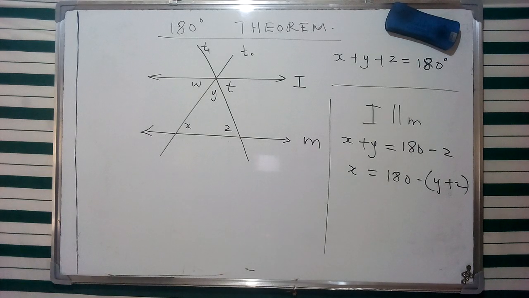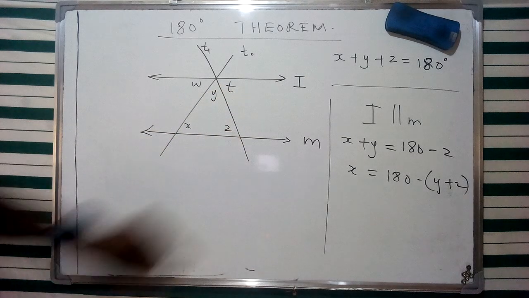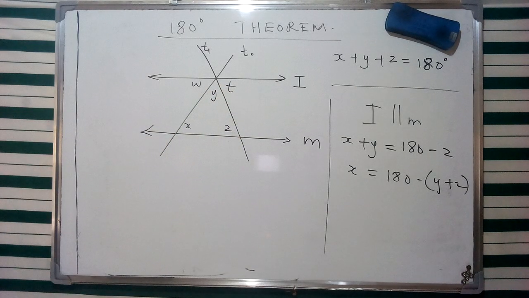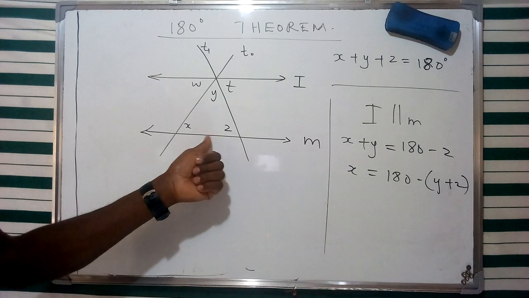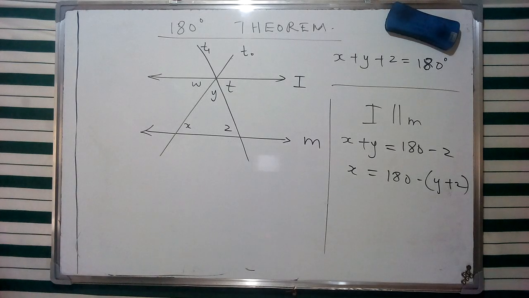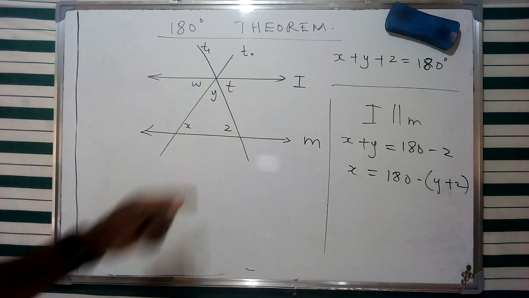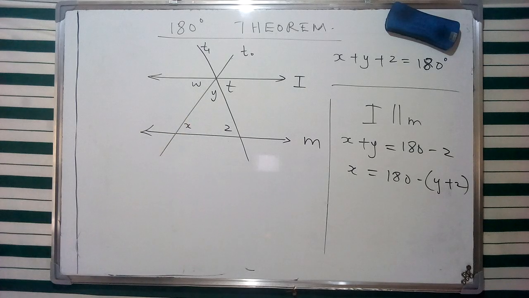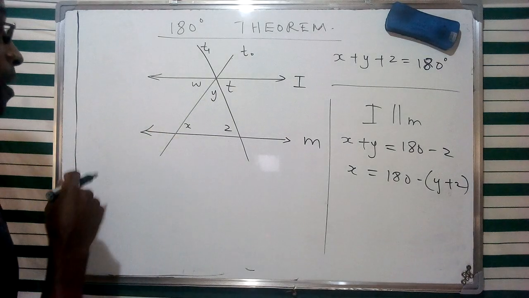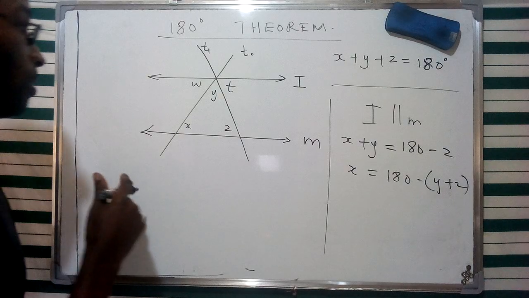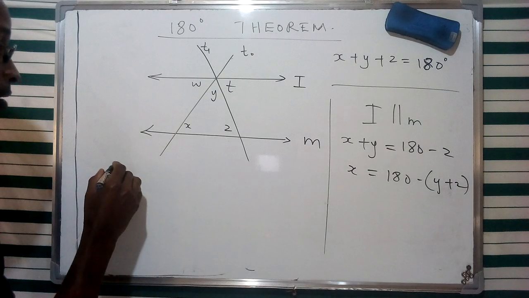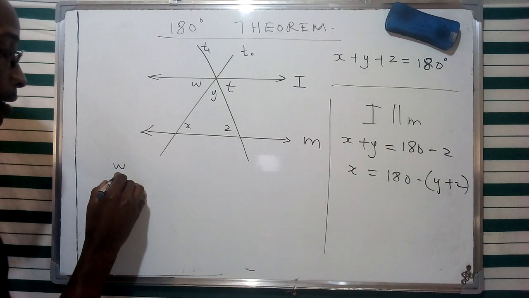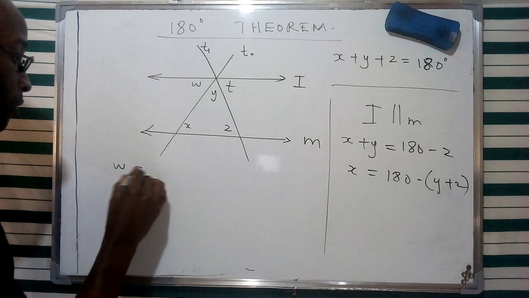So we said that if lines l and m are parallel, then from the angle addition postulate, which we said that x plus y plus z is going to be 180 degrees, we can conclude that these interior angles make a sum of 180 degrees. Now, we said that from the alternate angles for these specific parallel lines, these angles are going to be the same. So if we look at the alternate angle for W, the corresponding alternate angle for W is going to be X.